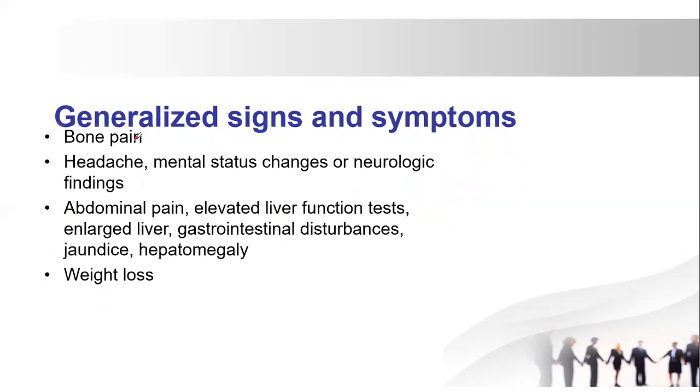Now, what are the different generalized signs and symptoms of lung cancer? As I explained earlier, lung cancer has two types of symptoms. One is localized, where mainly the lungs are involved, and the other is when there is distant metastasis of lung cancer to other organs or other tissue of the body. Those will be the generalized signs and symptoms.